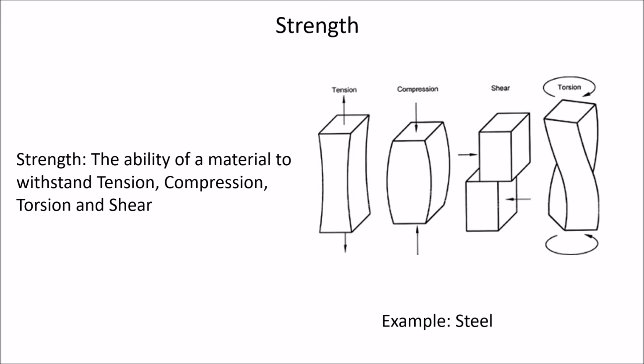Strength. So strength is defined as the ability of a material to withstand tension, compression, torsion, and shear. So if you remember back to the start of the video, we had all those forces, 4 different types of forces being applied to it. So a material that's able to withstand those 4 forces is said to be very strong or has high strength properties. So an example of that would be steel.